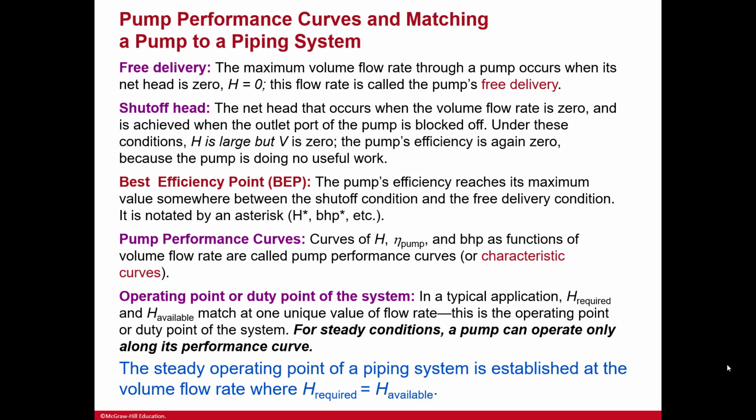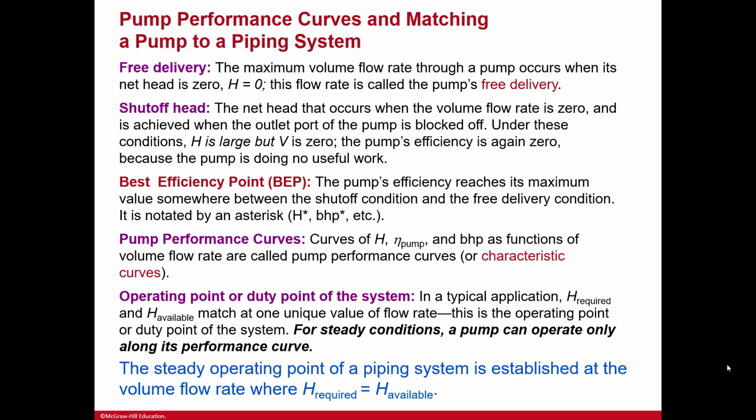And of course, anytime we have any rates, we have efficiency, and so we have the best efficiency point, BEP. The pump's efficiency reaches its maximum value somewhere between the shutoff condition and the free delivery condition, right? So it's obviously not going to be 0 because that's where there is no efficiency. And then it's not just going to be free delivery either. Pump performance curves are the curves of H, the efficiency, and BHP as functions of the volume flow rate. And they may also be called the characteristic curves.